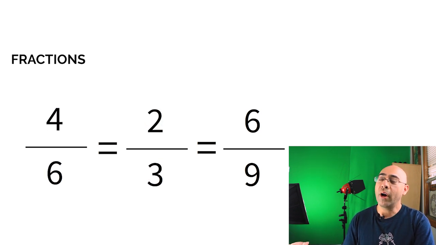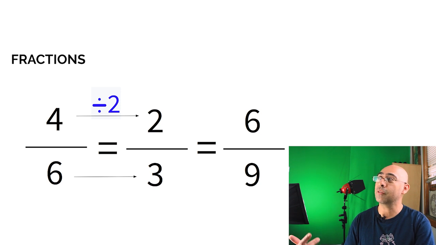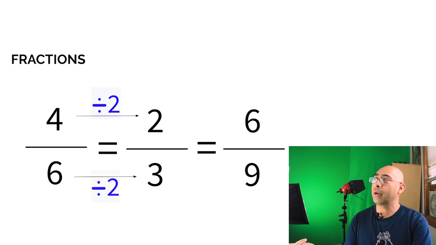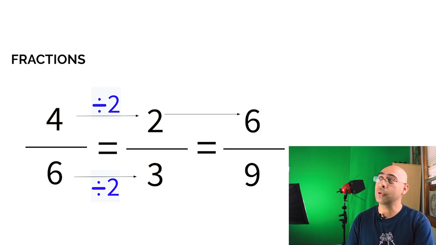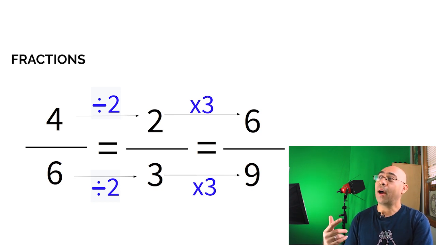I look and I know how to turn a 4 into a 2. I can divide by 2. And I should do the exact same thing to the bottom. We learned that with the other 2 fractions. I'll divide the bottom by 2. So I know how to turn a 4/6 into a 2/3, and I also know how to turn a 2/3 into a 6/9. 2 times 3 is 6, and 3 times 3 is 9. So now I know how to turn a 4/6 into a 6/9. I just divide by 2 and then multiply by 3.